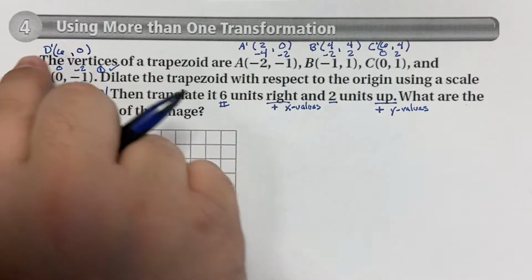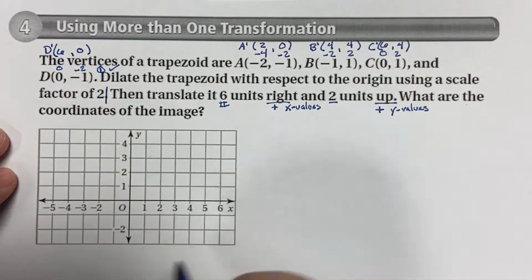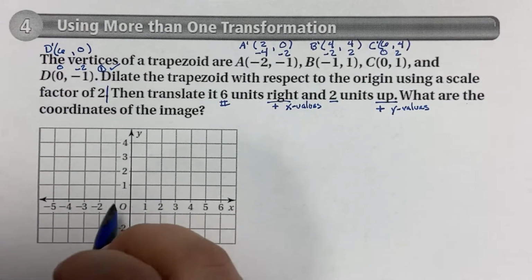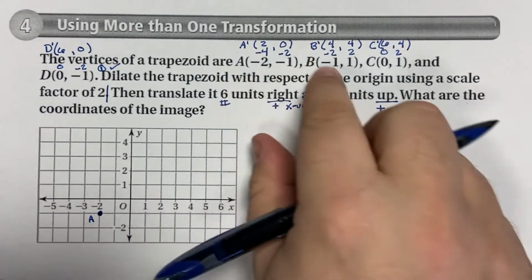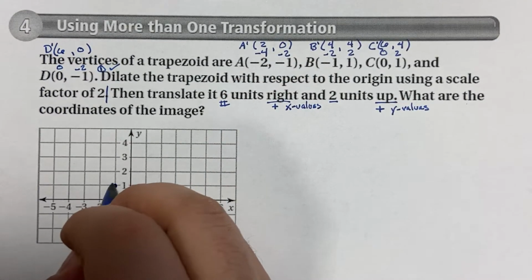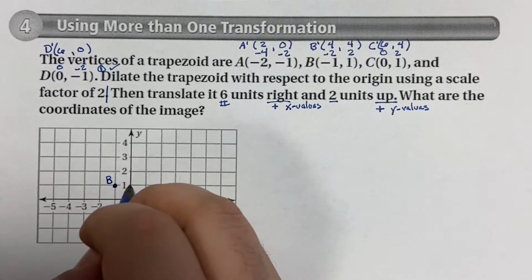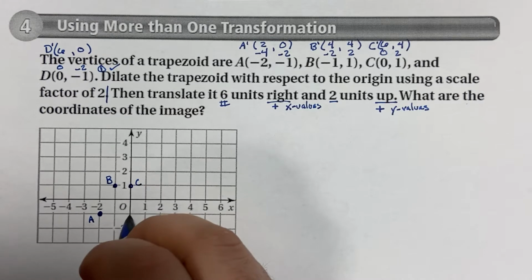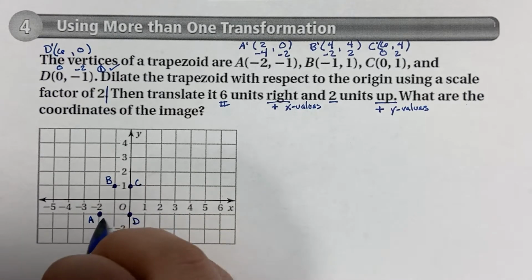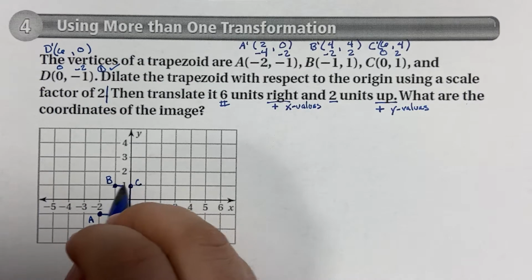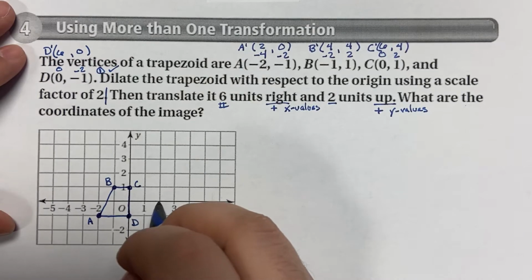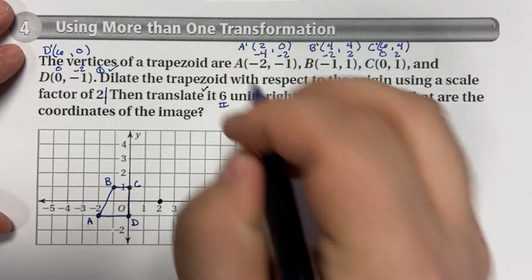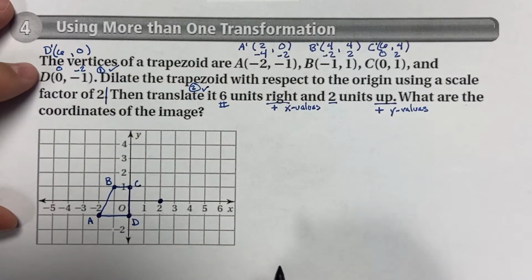So what this tells us is we now have all the coordinates we need, because here was the original negative 2, negative 1, here's A, and negative 1, positive 1, here's B, 0, 1 was C, and 0, negative 1 was D. So playing connect the dots, here's my shape. And then the image is going to be at 2, 0. And that's after we've dilated and after we've translated. So this was the second transformation.